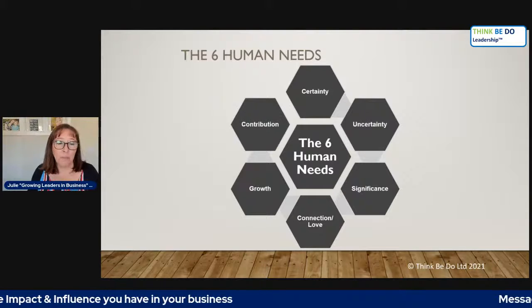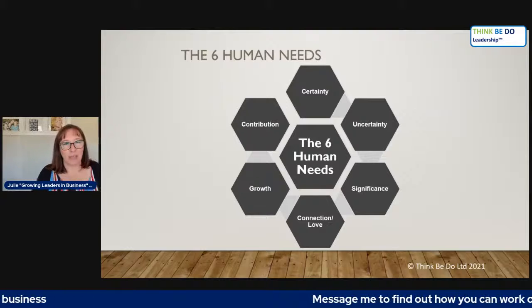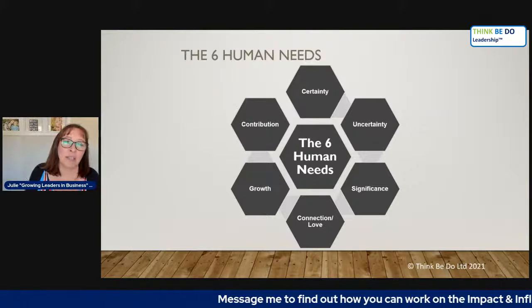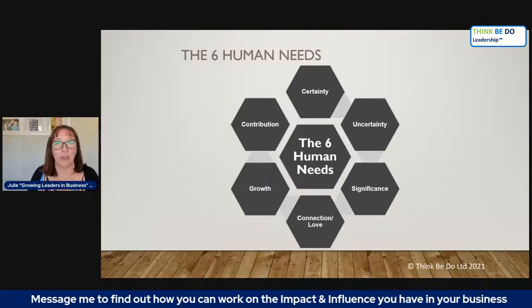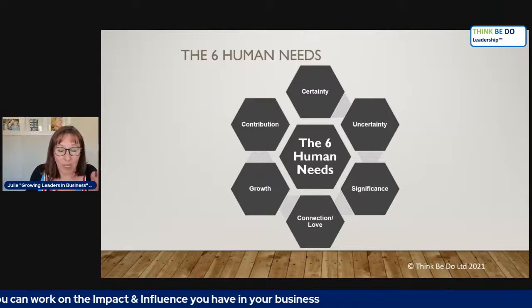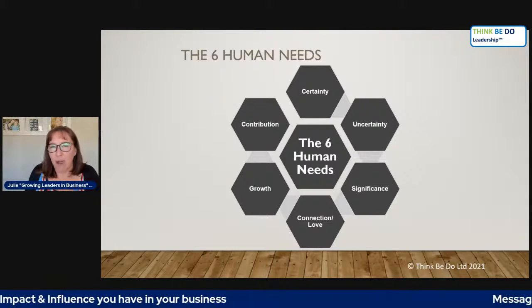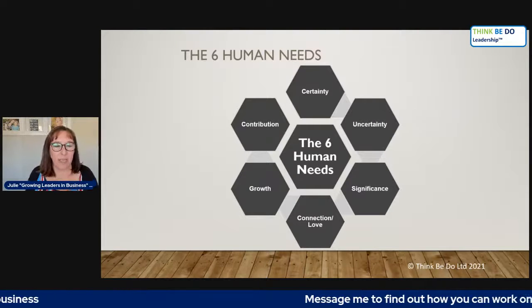Okay. But if you have too much of that, then our human need that comes next is super important, and that is uncertainty. And you might think, Julie, that's just ridiculous. You can't have 2 human needs that are against each other. But we do, because too much certainty creates boredom. And uncertainty or variety is something that we need in different levels for different people, again, as I said.